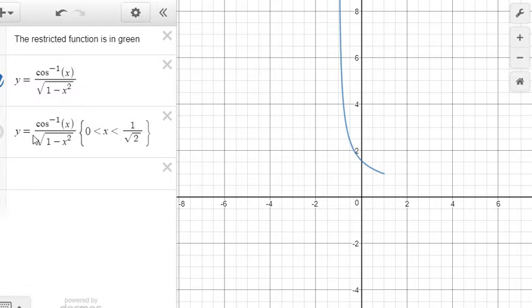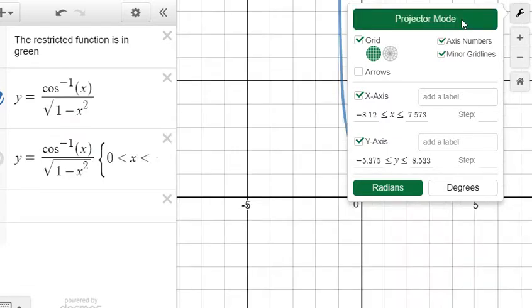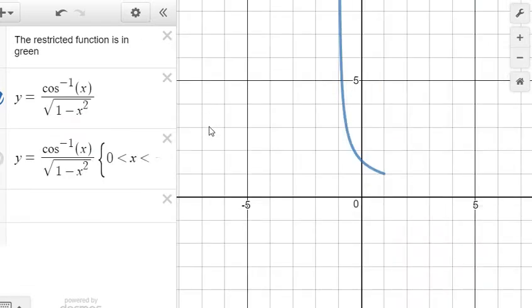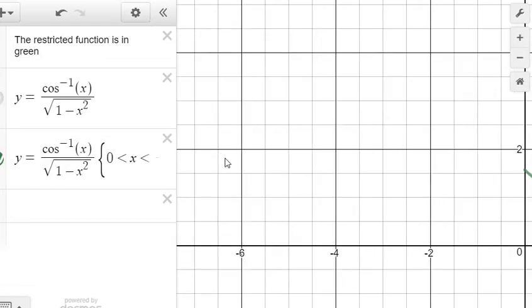Depending on how thorough and careful you want to be, you can graph these things. So here's our function graphed in Desmos. If you want to make your graph a little darker, just go to projector mode. That helps out a little bit. But we only want this on the interval from 0 to 1 over root 2, so there's a restricted version of this graph.